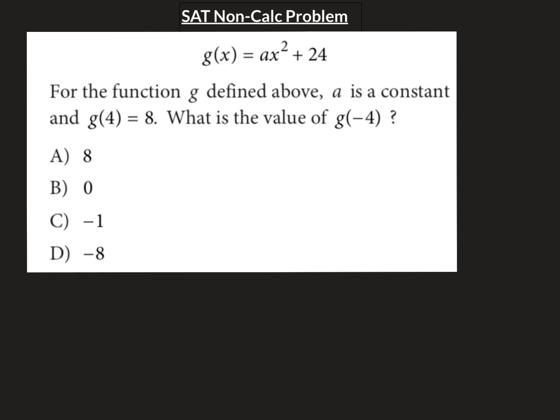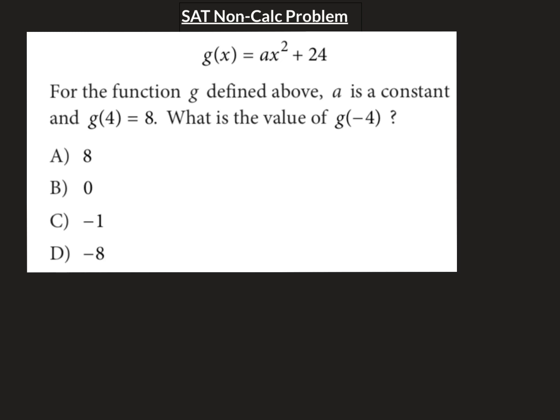Hey everyone, in this video we'll be going over an SAT non-calculator problem. So first we have g of x is equal to ax squared plus 24. For the function g defined above, a is a constant and g of 4 is equal to 8. What is the value of g of negative 4?